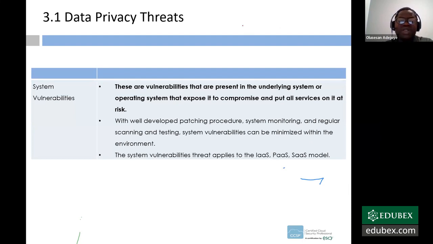Now for system vulnerabilities, the vulnerabilities present in underlying systems such as the operating systems can lead to exposure of your data and put the data at risk. So we must ensure that these systems are actually being patched. You patch the systems continually. And aside from patching the system, you also do a lot of system monitoring. You monitor them and you perform your vulnerability assessment and pen testing on the underlying infrastructure to prevent your data from being exposed.